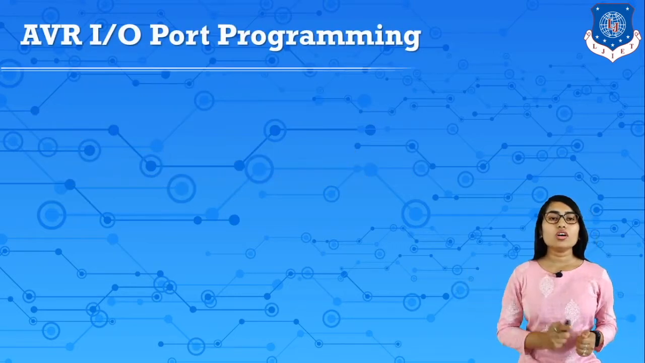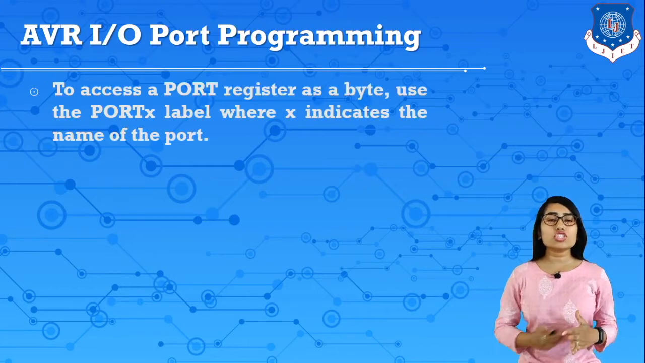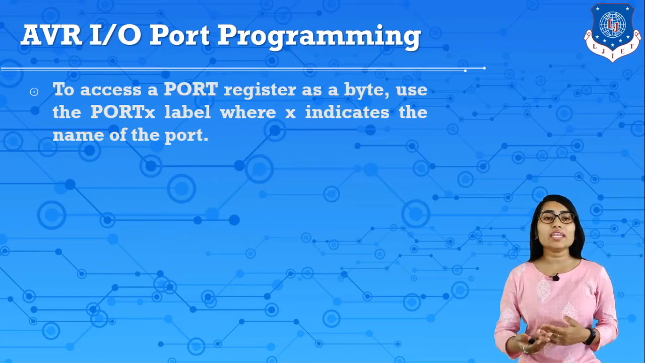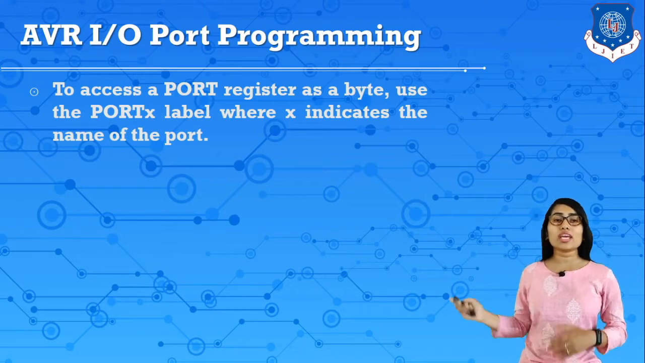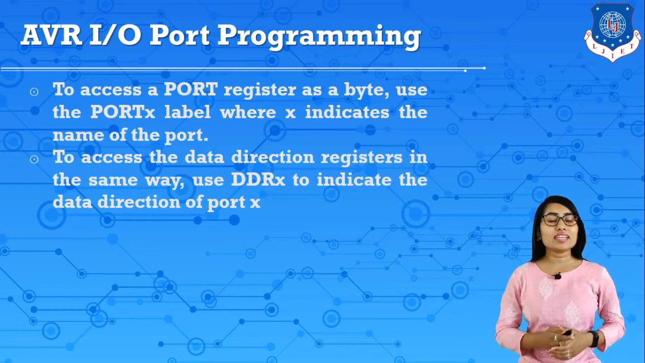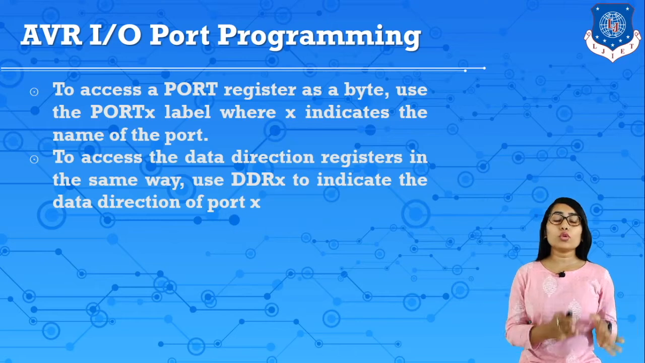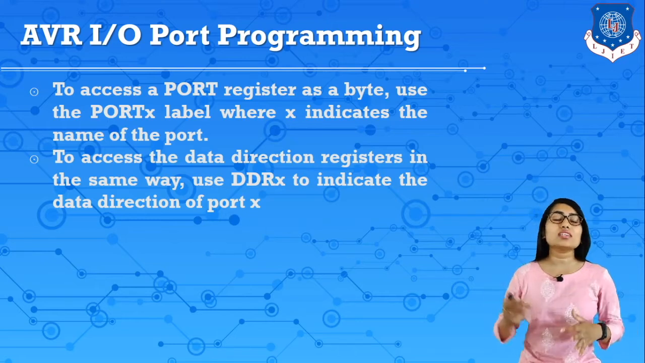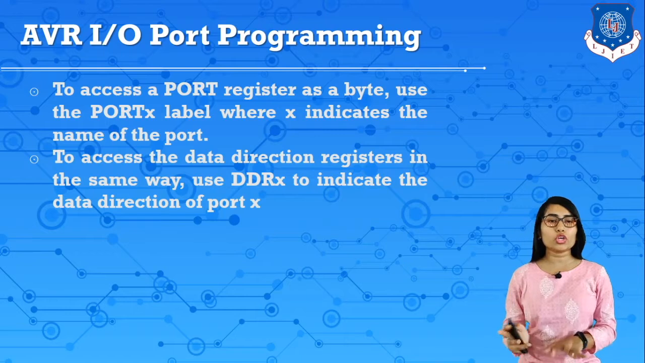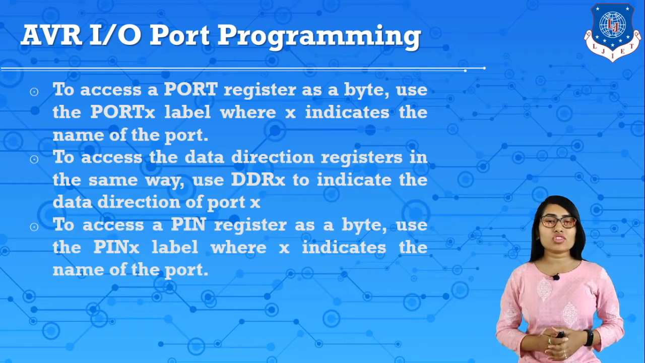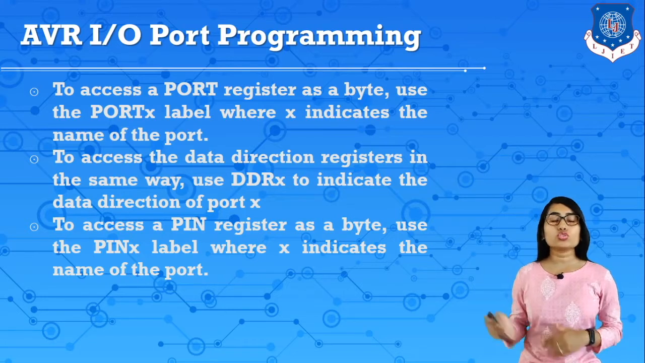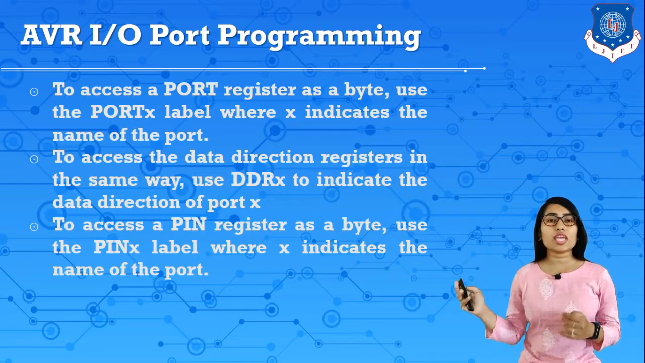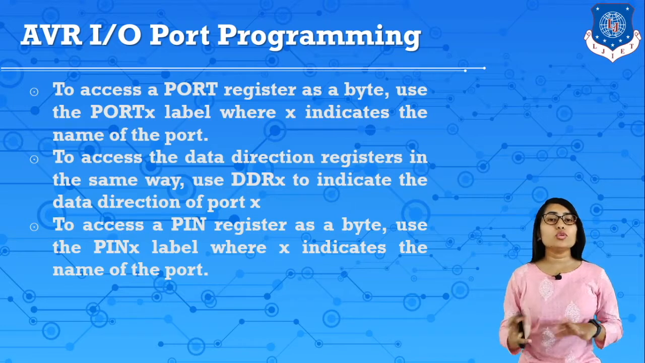Here we have a variety of registers. To access a port register as a byte, we use the PORTX label, where X indicates the name of the port. To access the data direction register in the same way, use DDRX to indicate the data direction of port X. That means port X is denoted as either an input port or an output port. And to access the pin register as a byte, use the PINX label, where X indicates the name of the port. Using these registers, we can perform different kinds of input output operations.